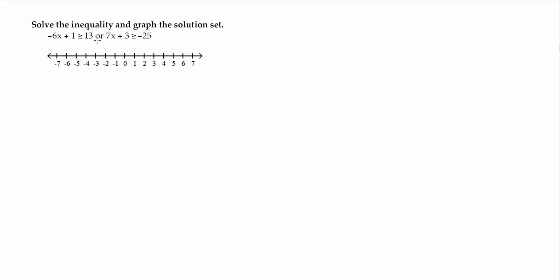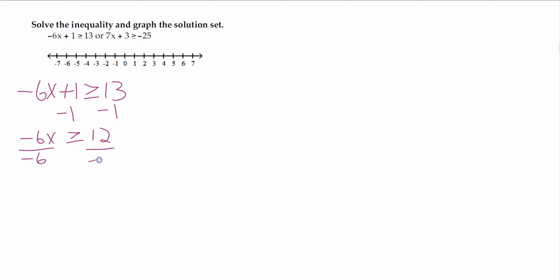Okay, so let's start with our first inequality of negative 6x plus 1 greater than or equal to 13. Solving for x, let's subtract this 1 first. Negative 6x greater than or equal to 12. Now our next step to solve for x would be dividing by the negative 6. Now, anytime you multiply or divide by a negative number with an inequality, you have to remember to switch the inequality, leaving us x less than or equal to negative 2.